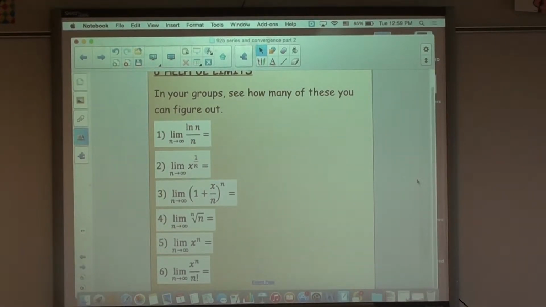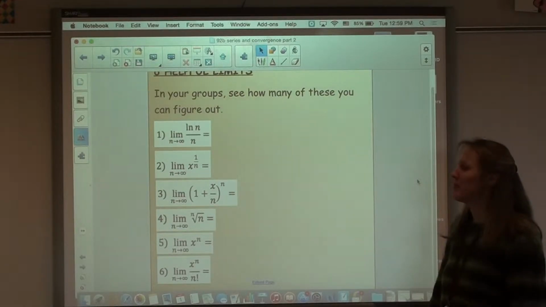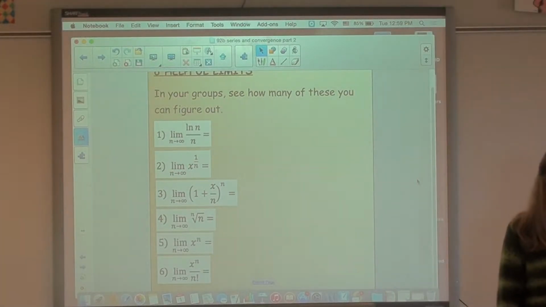Alright, let's walk through these. First one can be done how? Someone tell me a method for finding the first limit. There's a couple. L'Hopital is a great method. Is there another one we've learned recently?